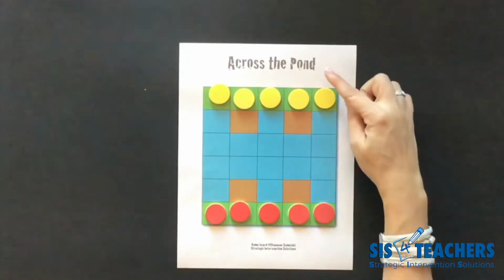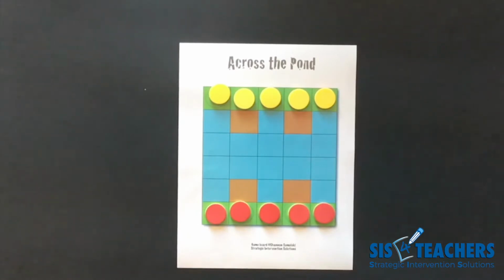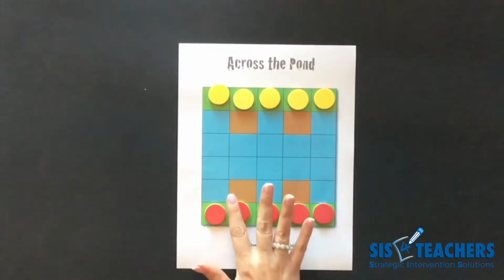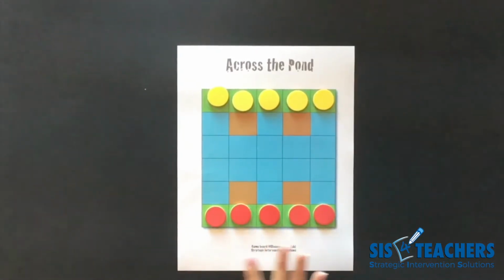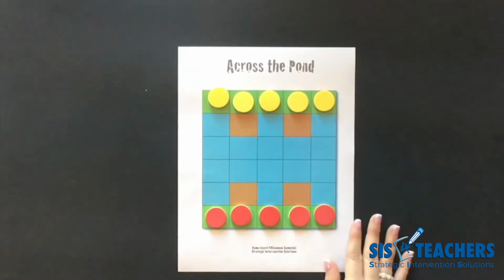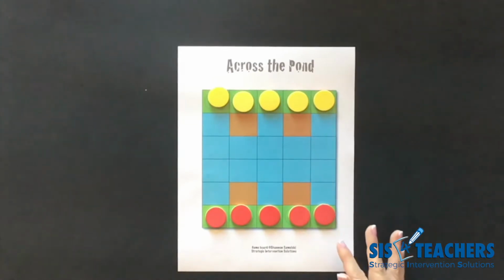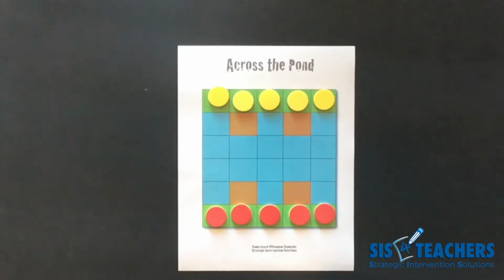sis4teachers.org. This is going to be level 2 for our game Across the Pond, which is a strategy game. It's a great strategy game to bring into the classroom at this level, really in the 3rd through 5th grade. It provides an extra layer of strategy that we didn't have in the original, easier version of Across the Pond.